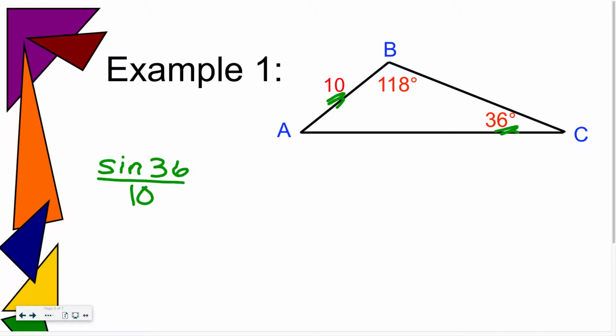What do you guys want to solve for first? I'm open to anything. Side A, or angle A, Emma? You want to find angle A first? Okay. How will we find angle A? Emily says 180 minus 118 minus 36. Right? All three angles in a triangle always add up to 180?